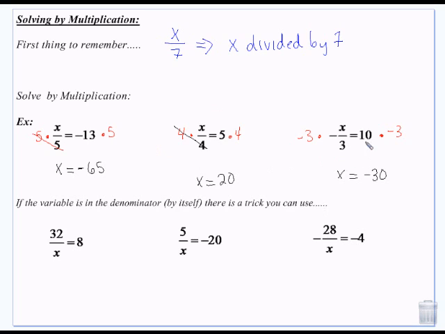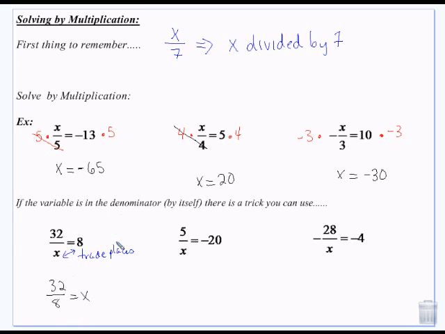Questions on those at all? Okay, 32 divided by x equals 8. They don't teach you this trick, but there's a trick. If you have the variable by itself in the denominator, equal to a number by itself, you can trade those places. And this becomes 32 divided by 8 equals x.